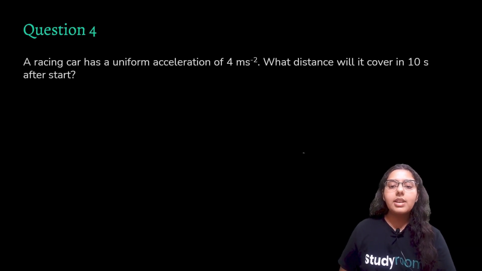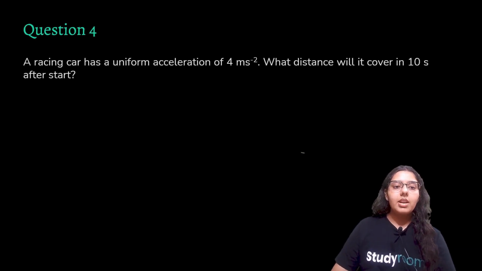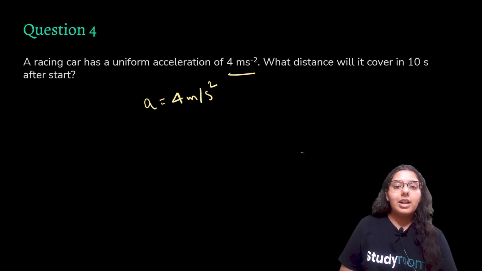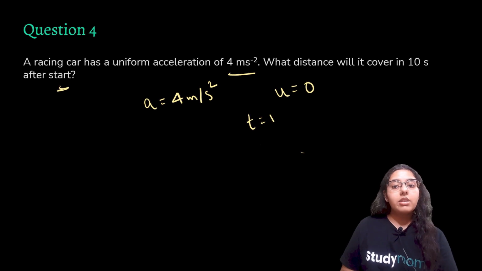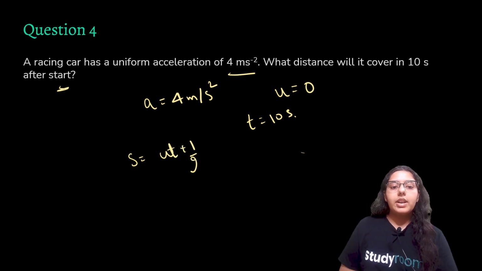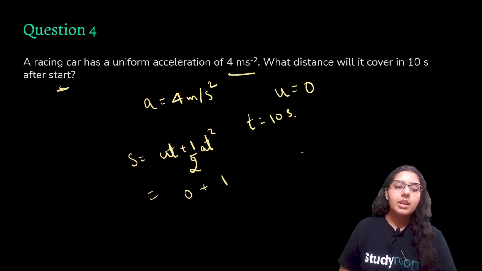Let's do question 4. A racing car has a uniform acceleration of 4 meter per second square. Okay, a racing car has a uniform acceleration of this much. What distance will it cover in 10 seconds after start? Again, we are starting. If we are starting, our initial velocity will be 0. Time is given to us as 10 seconds. What are we supposed to calculate? Distance. We can directly use s is equal to ut plus half at square, right? U into t, 0, plus half into 4 into t square, 100.